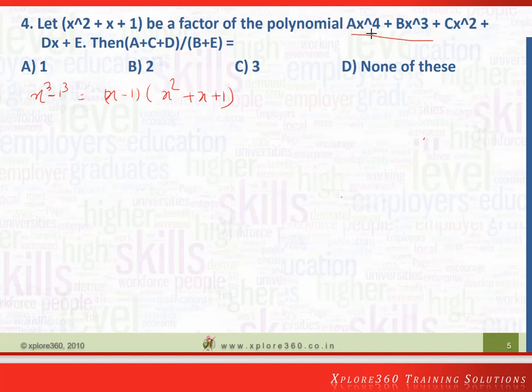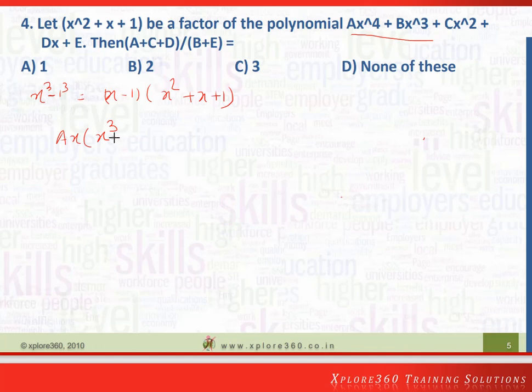Now, since this is a factor of this polynomial, it must be divisible by this. To make it divisible by this, I'll have to use some trick. I'll use my brain. Now see how I will do it. Taking ax common, this becomes our x cube.